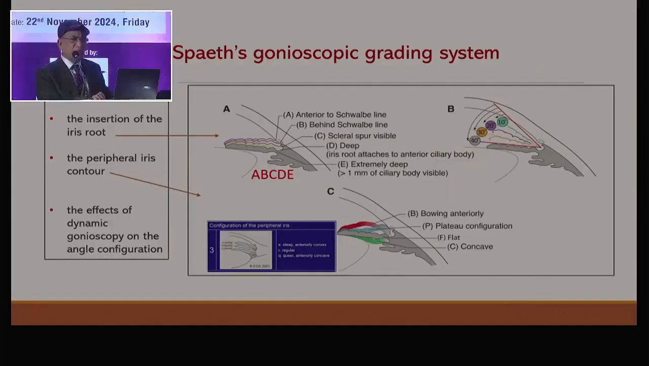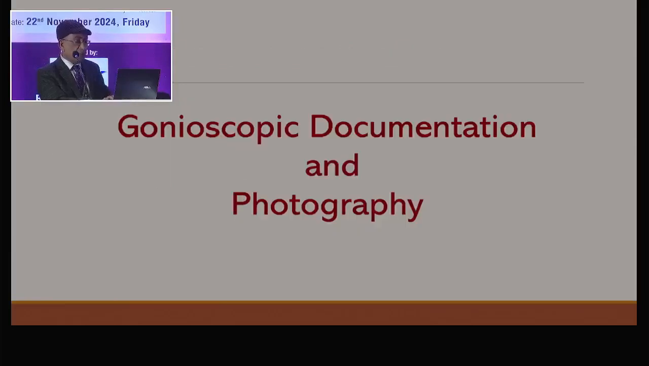Spaeth grading is not very important for us, but still, sometimes to see the plateau iris, you need to know it: whether the iris insertion is anterior to Schwalbe's line or behind Schwalbe's line, deep or extremely deep. So this ABCD is a kind of classification given by Spaeth.